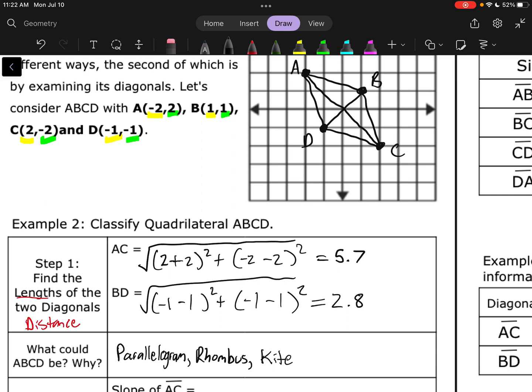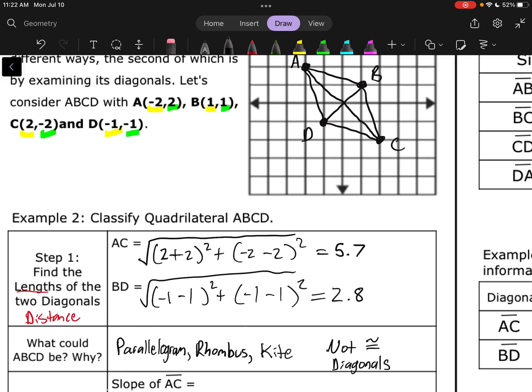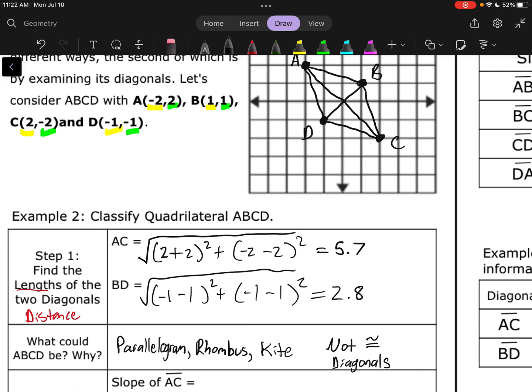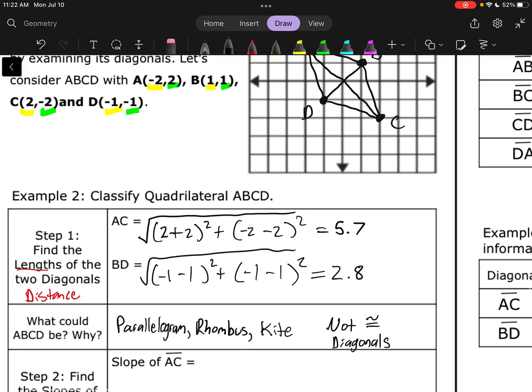And why is that? Just what we said, not congruent diagonals. All the other options do have them. The isosceles trapezoid, the square, the rectangle, those all have congruent diagonals.